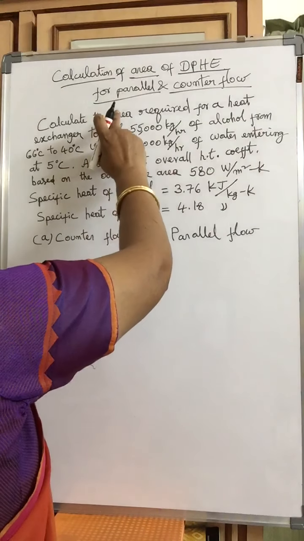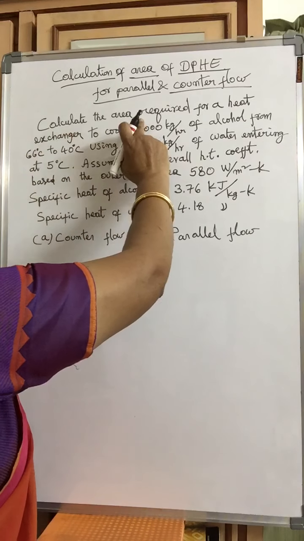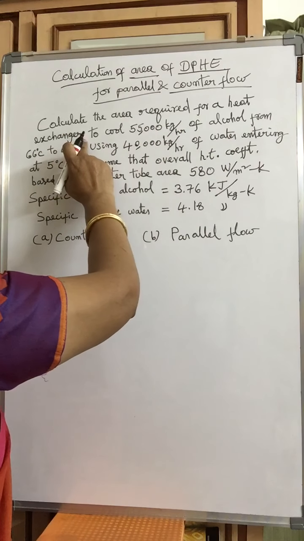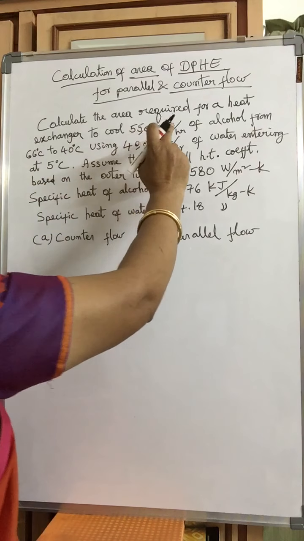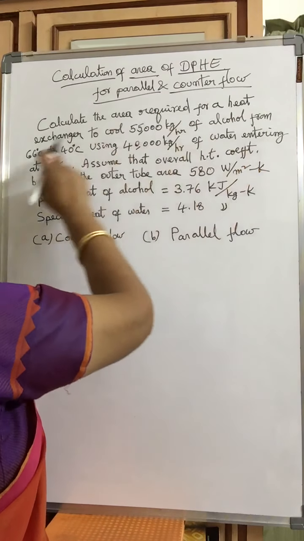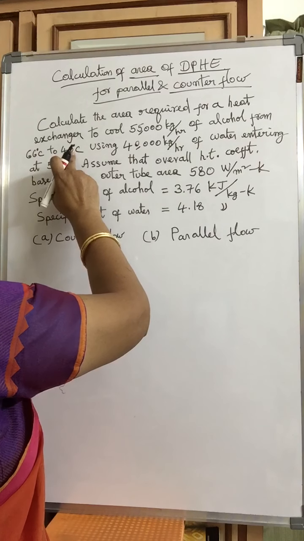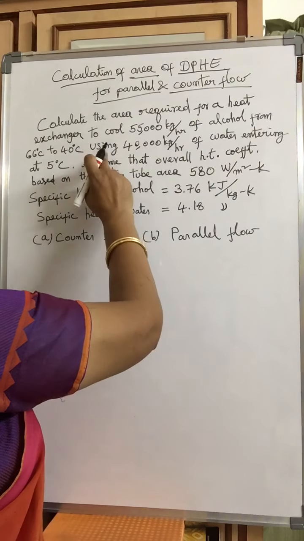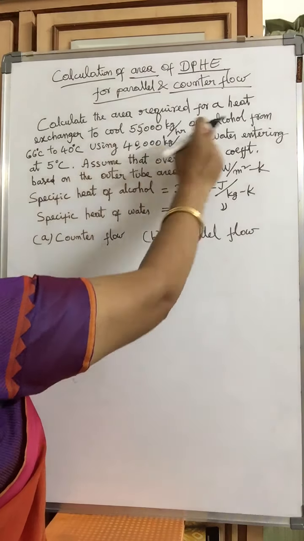First we will read the problem. Calculate the area required for a heat exchanger to cool 55,000 kg per hour of alcohol from 66 degrees centigrade to 40 degrees centigrade. So which fluid is alcohol? It is a hot fluid, because initially higher temperature and finally lower temperature, and also the mass flow rate of alcohol is given. Next, how is this cooling done?